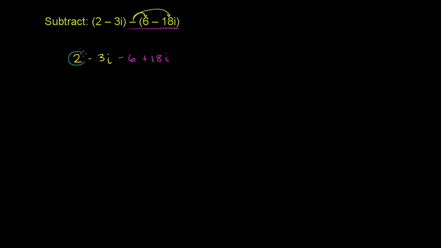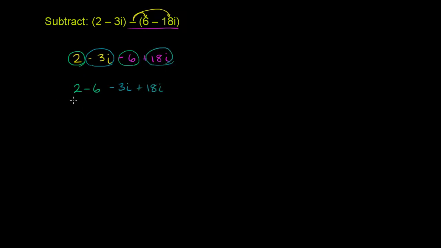So here's a real part here, 2. And then we have a minus 6. So we have 2 minus 6. And we want to add the imaginary parts. We have a negative, let me do that in a different color, we have a negative 3i right over here. So negative 3i or minus 3i right over there. And then we have a plus 18i or positive 18i. So then we have a positive 18i.